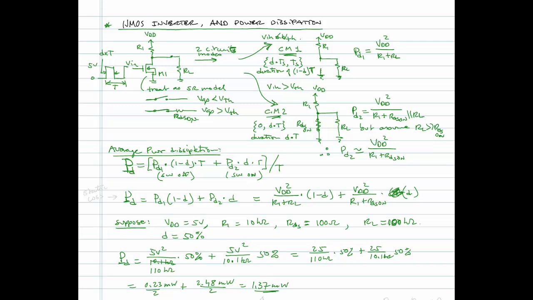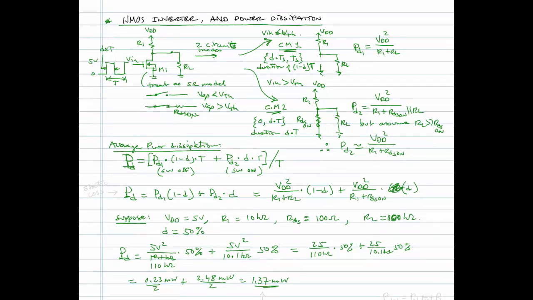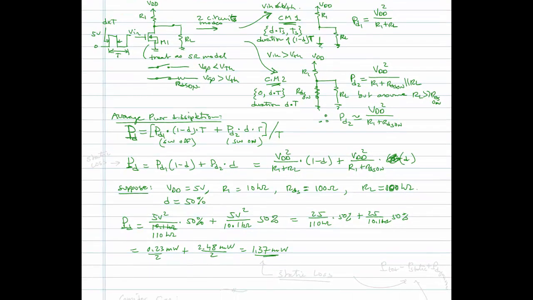Now notice that if you change the duty cycle and you spent more time with the switch on, we would actually have our power dissipation go up some more, because when the switch is on, we're applying the 5 volts almost entirely across R1, whereas when the switch is off, we're applying the 5 volts across R1 plus RL, which is a much larger resistance and therefore less current and less power dissipated.